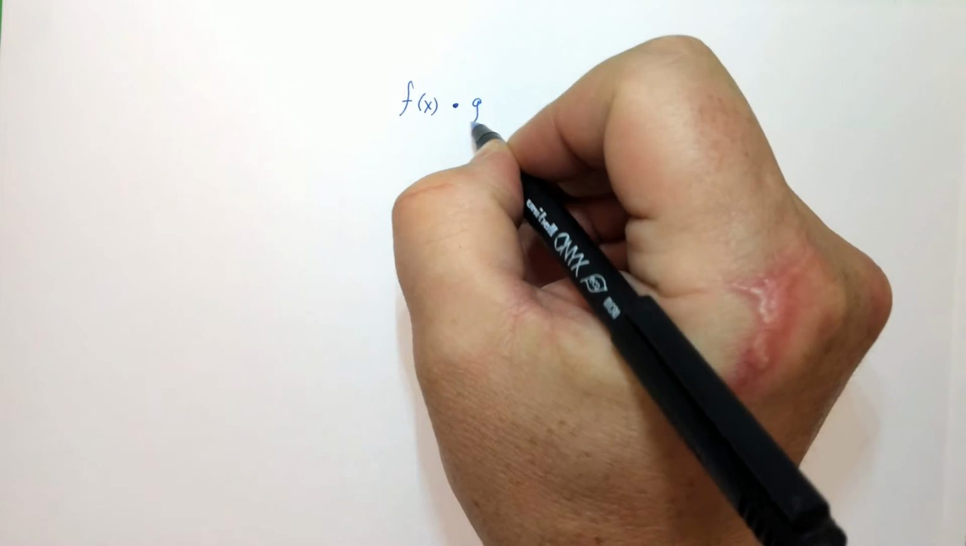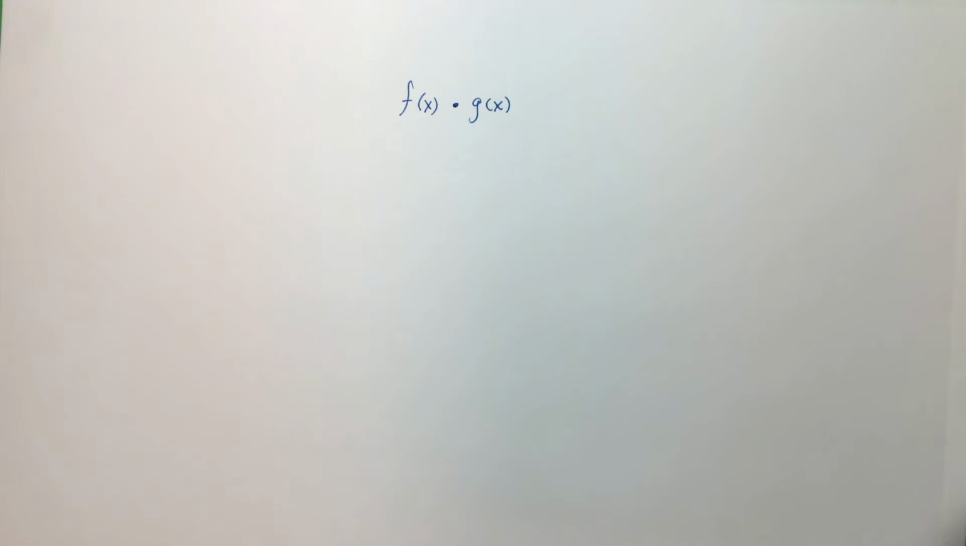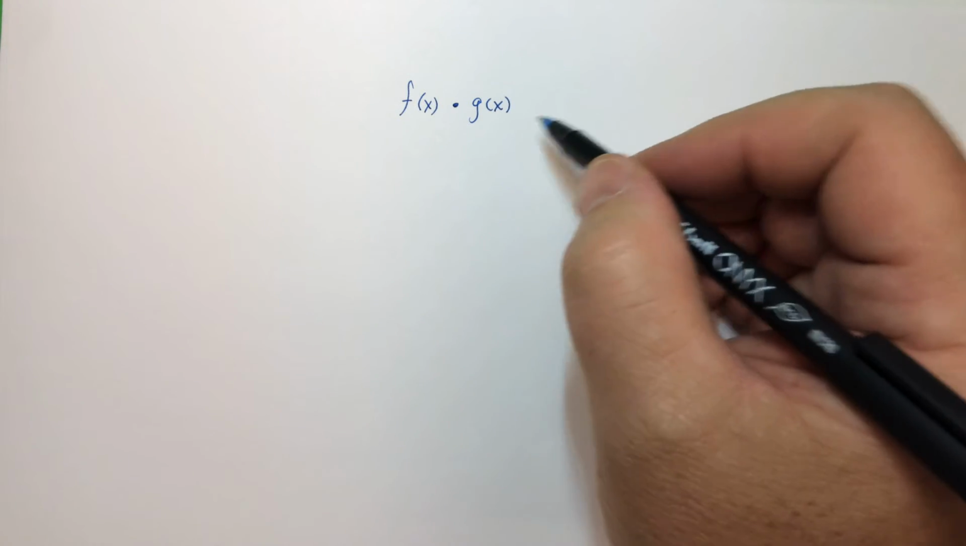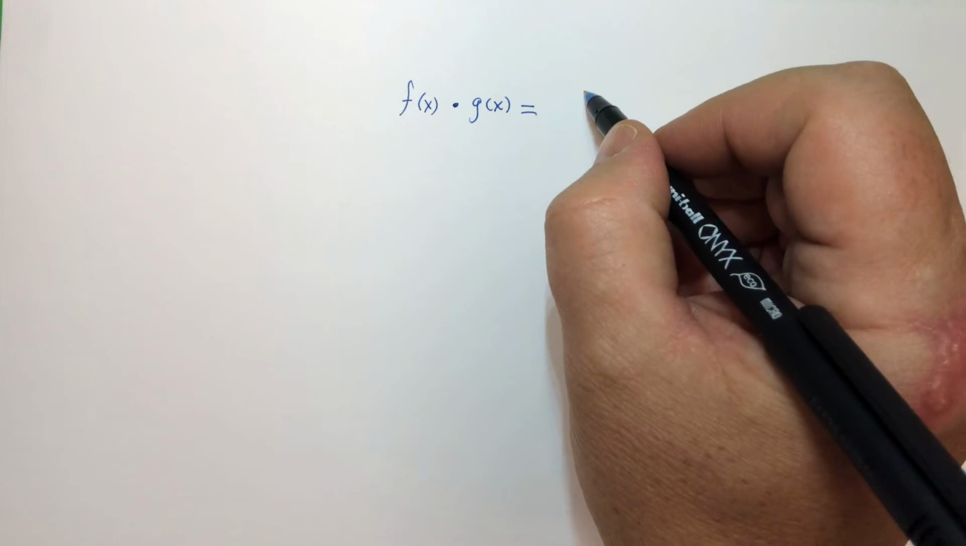Okay. So this is not the notation you'll see for multiplication. That's what multiplication means, of course. But that's not the notation you're going to see. What you're going to see is this.